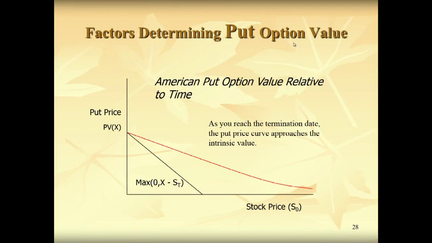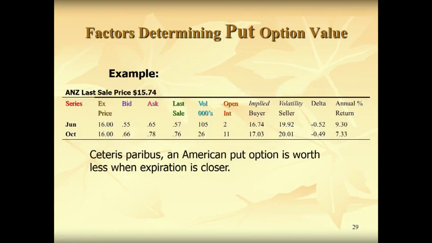Because of time value, it is not a straight line but a curve, and at expiration it always collapses back to your intrinsic value because time value becomes zero. So again, from here you can see puts with the same strike and different expiration. You can find that a longer-dated put is worth more than a shorter-dated put.